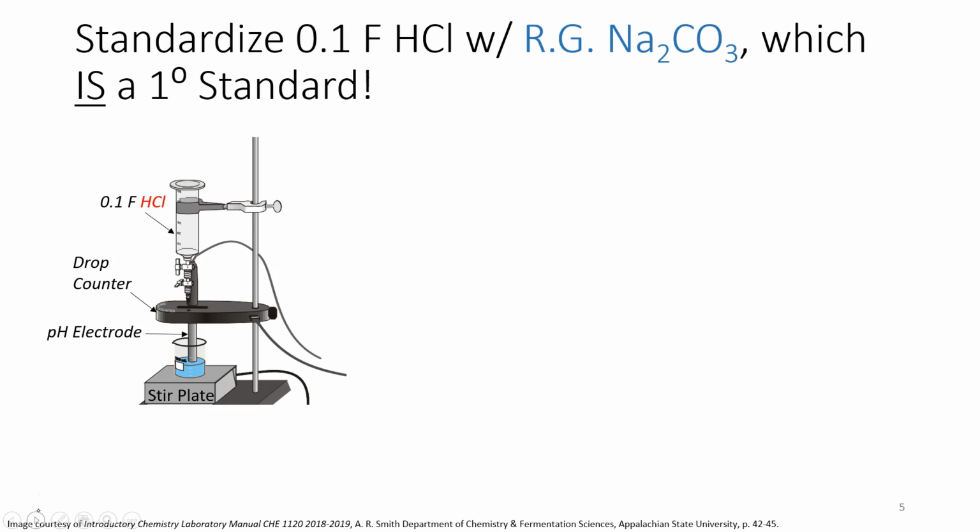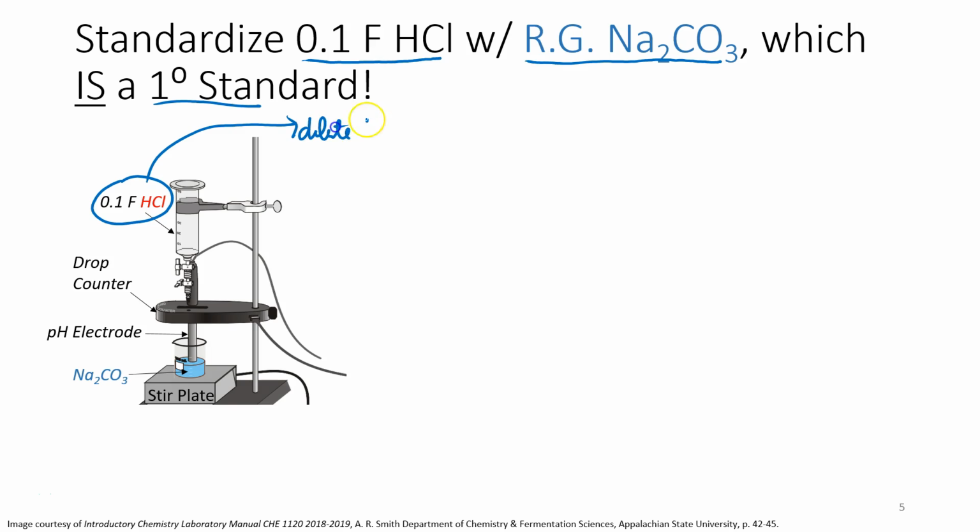So what we're going to do is we're going to prepare a 0.1 formal solution of HCl, standardize it with reagent grade sodium carbonate, which is a primary standard. So your reagent grade sodium carbonate is going to be in your beaker this time. We'll standardize this 0.1 formal HCl, and then we'll dilute it to 0.02 formal, and that's what we'll use to titrate Duck Pond and Boone Creek.